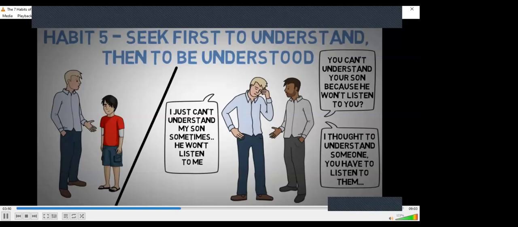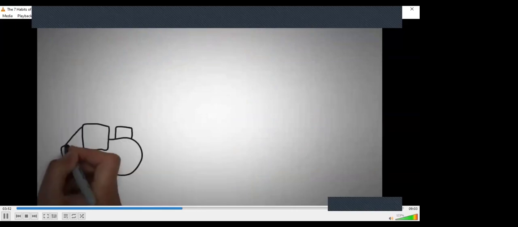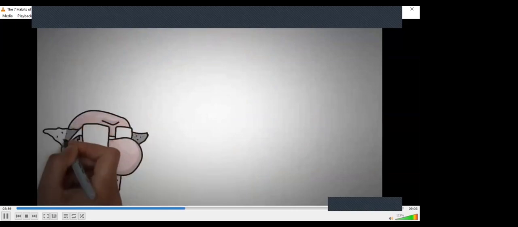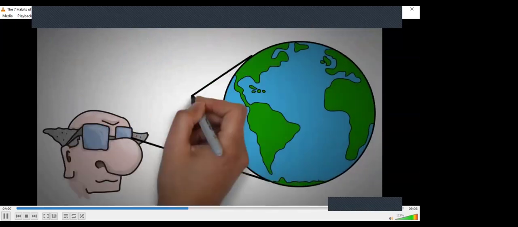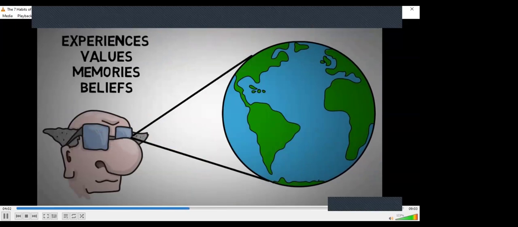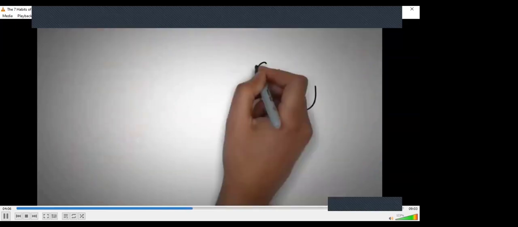It's common sense really, but most of the time this is how our relationships play out. We often get mad at people because they don't think the way we think. We all see the world differently. We all see the world through our own perceptions and opinions based on our own experiences. You can't understand someone unless you really listen to them.